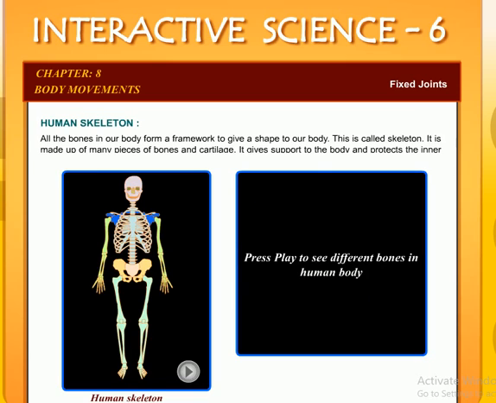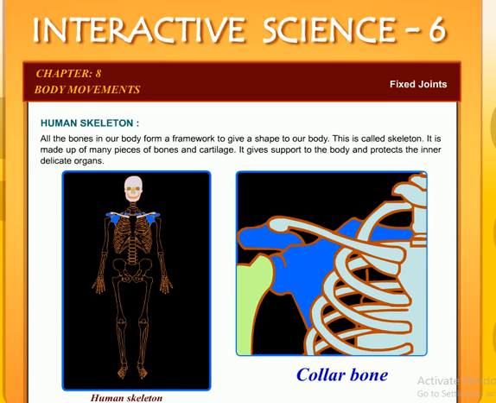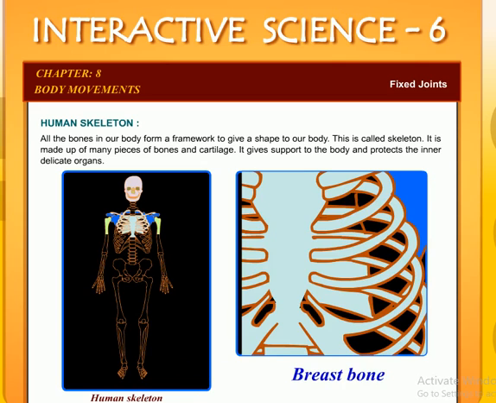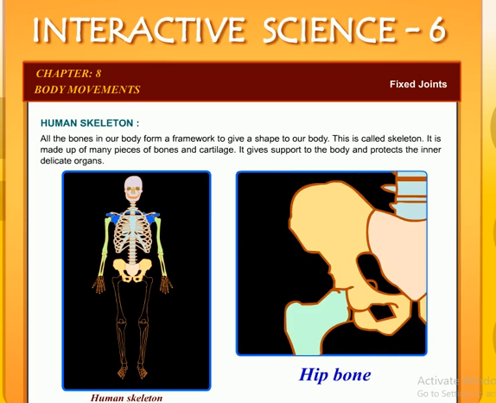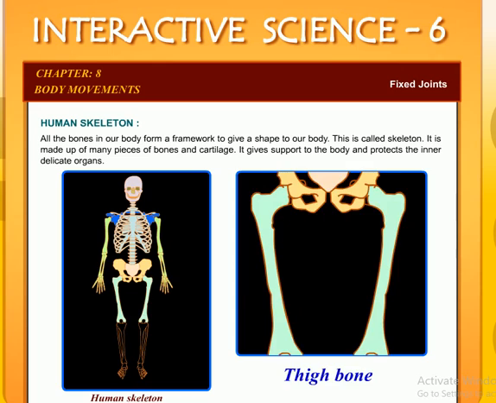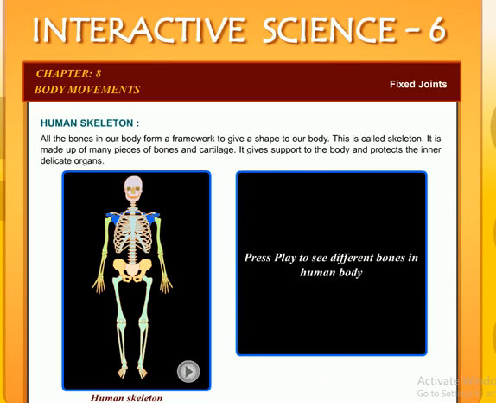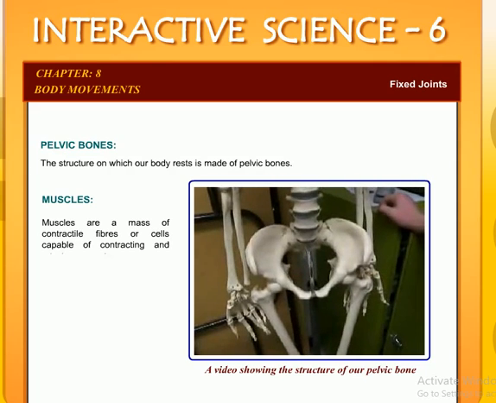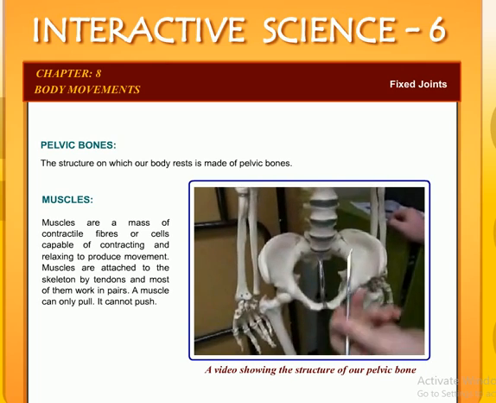Skeleton. All the bones in our body form a framework to give a shape to our body. This is called skeleton. It is made up of many pieces of bones and cartilage. It gives support to the body and protects the inner delicate organs. Pelvic bones. The structure on which our body rests is made of pelvic bones.